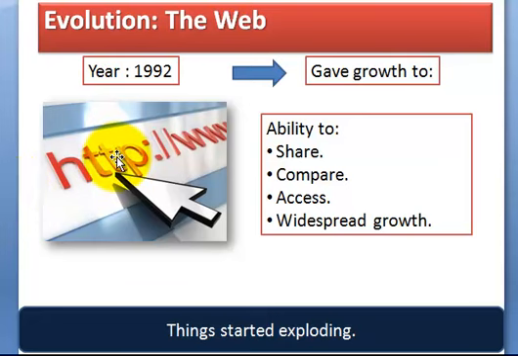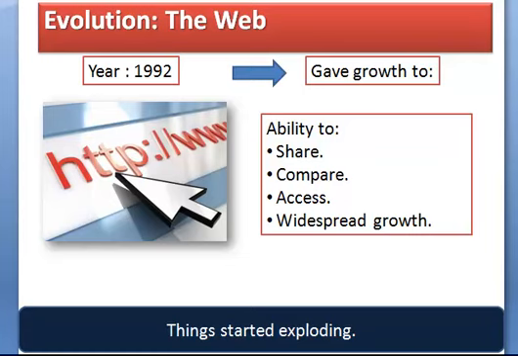Then in 1992, all things broke through with the internet, World Wide Web, right? So that gave the ability to share, to compare. It gave access to data that didn't exist before. Hopefully most of you remember, research papers in my day, you didn't Google things, right? But it gave widespread growth. And it really exploded this information and data age.